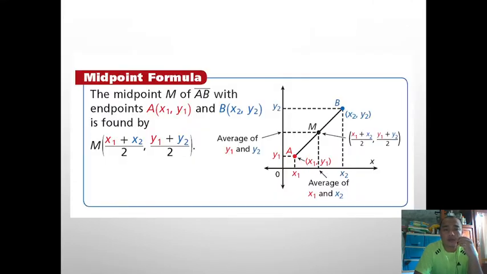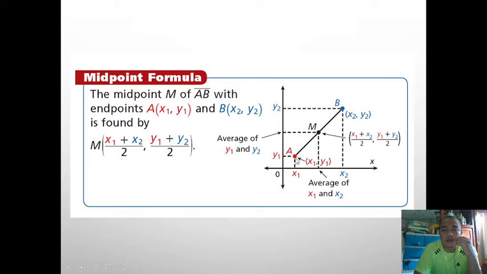Midpoint M of AB. The midpoint M of AB, or line segment AB, with endpoints A(x sub 1, y sub 1) and B(x sub 2, y sub 2), is found by M = ((x sub 1 plus x sub 2) all over 2, (y sub 1 plus y sub 2) all over 2). So this is what we call the midpoint formula.